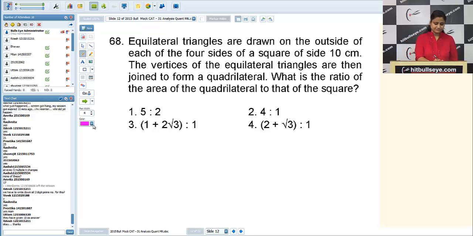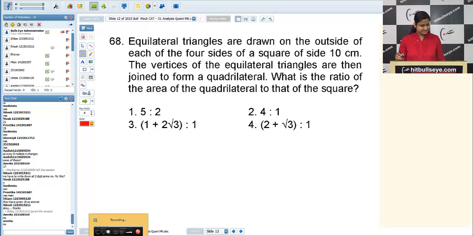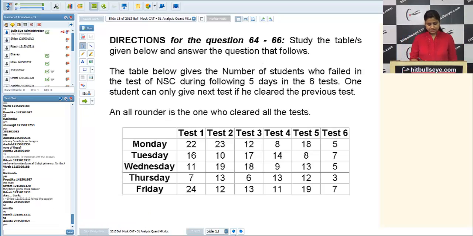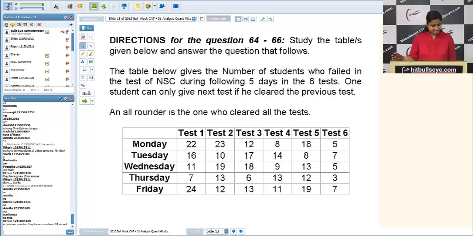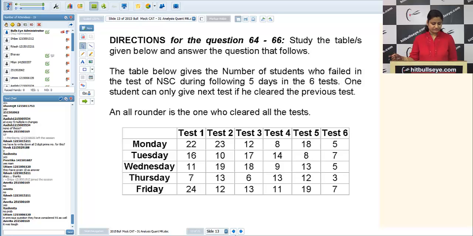Any problem in this? Easy one, I think. Very, very easy. Okay. Now coming to the ARDI section. It was an average section. No, 91, Uttam, this is not a prime number. That's why I told you they have taken it as 18, but 18 is not the answer.